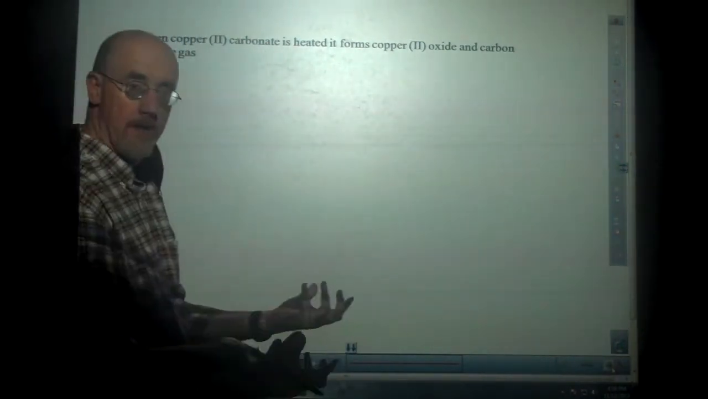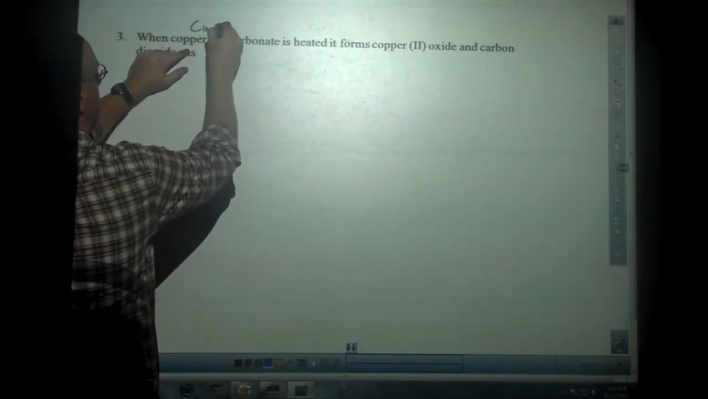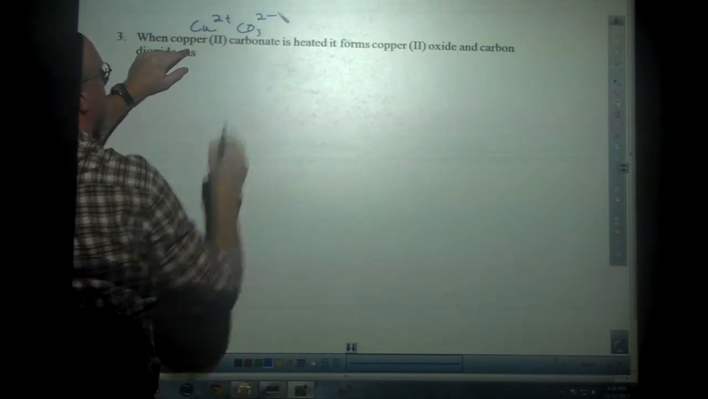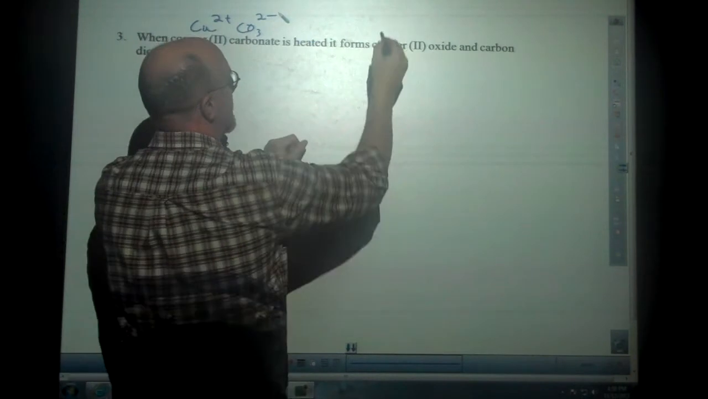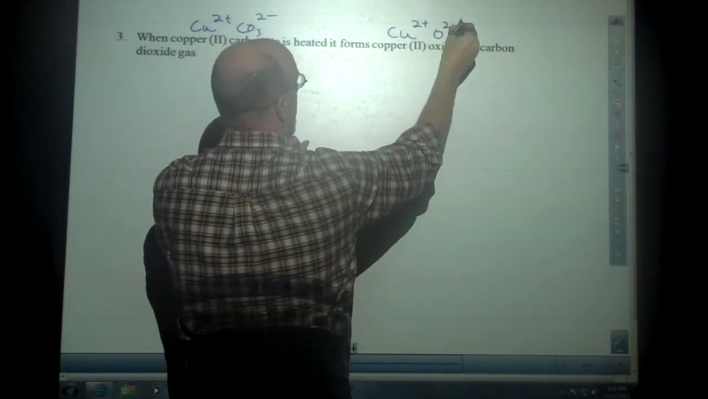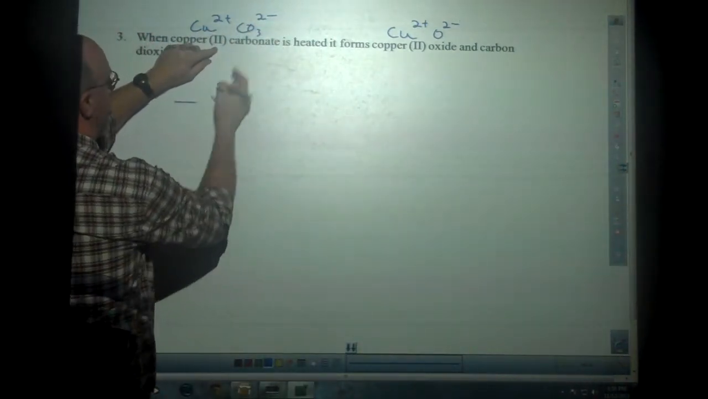So the first step is, let's write our formulas. Copper 2 carbonate, I like to write the charges above these. Cu2+, CO3 2-. Is heated, it forms copper 2 oxide. Copper 2, Cu2+, O2-. So copper 2 carbonate is heated.